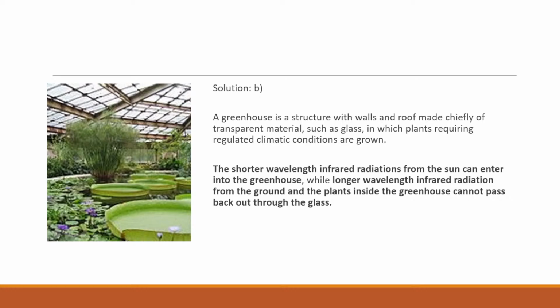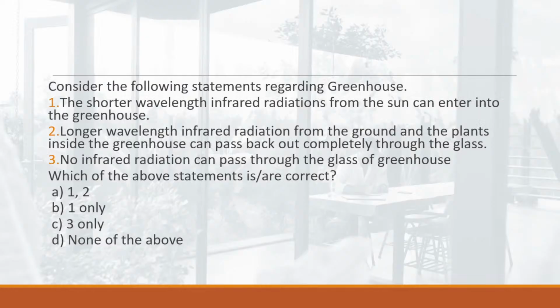The shorter wavelength infrared radiations from the sun can enter into the greenhouse, while the longer wavelength infrared radiation from the ground and plants inside the greenhouse cannot pass back out through the glass. So, only statement 1 is correct.